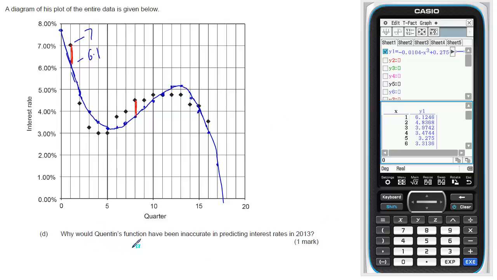Why would Quentin's function have been inaccurate in predicting interest rates in 2013? Well, 2013 is going to be down here. Remember that we said September was time period 17, so there'll be a December 2012, and this cubic function is going to keep coming down here. So it would predict negative interest rates.